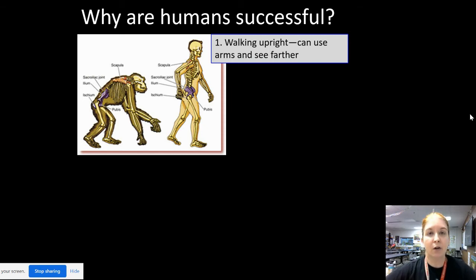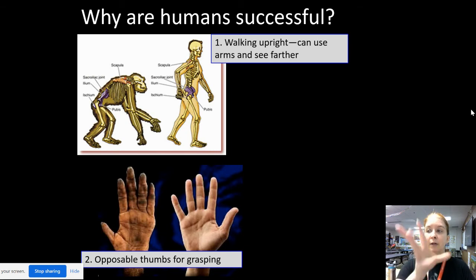So if you're walking on all fours, you can't use your arms for as many things, but we can walk and carry a whole bunch of stuff in our arms. Also, being upright allows us to see farther, so we can see prey, we can see predators, we can see danger, all that fun stuff. Number two, we have opposable thumbs for grasping. So you can grab things, which makes life so much easier.